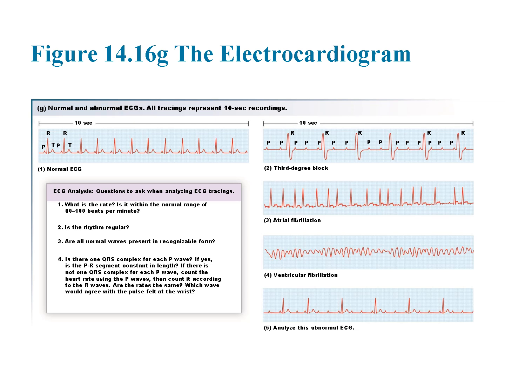The third tracing shows atrial fibrillation, an irregular rhythm caused by rapid, uncoordinated electrical activity in the atria. This results in an absence of distinct P waves and an irregular spacing between QRS complexes, leading to an erratic heart rhythm. The fourth tracing represents ventricular fibrillation, a life-threatening arrhythmia where the ventricles quiver instead of contracting properly.